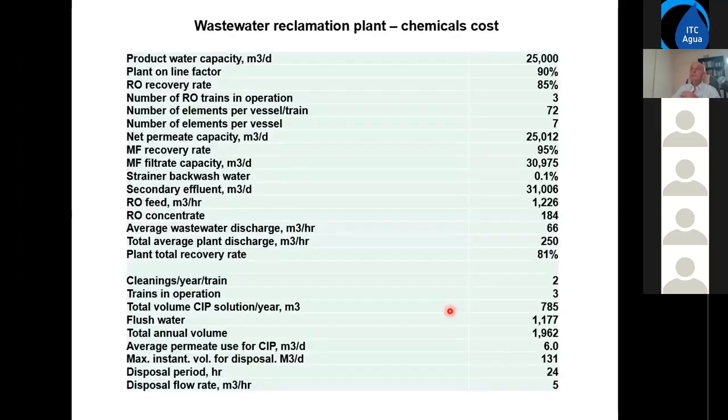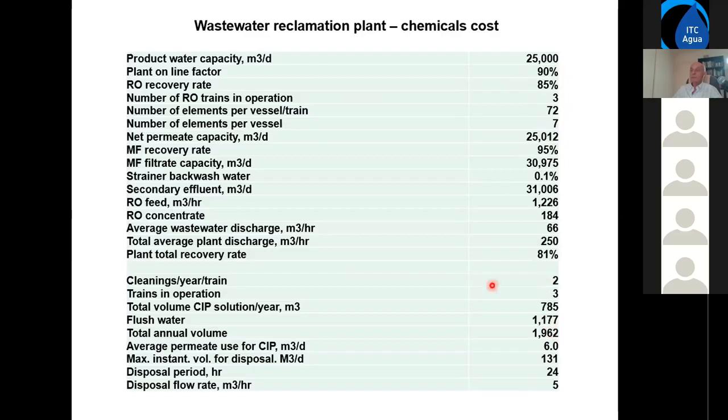Okay. So this is just an example of a wastewater reclamation plant, the chemical cost. We want to calculate the cost of chemicals. So we have to start with sizing of the plant, sizing of the flows. Without it, we cannot do it. So we start with, we know that the capacity is 25,000 cubic meters per day, and the plant will have 90% online factor, recovery rate 85%, number of trains, number of pressure vessels, and now we need the net permeate capacity. It's higher than the nominal. Why is it higher?